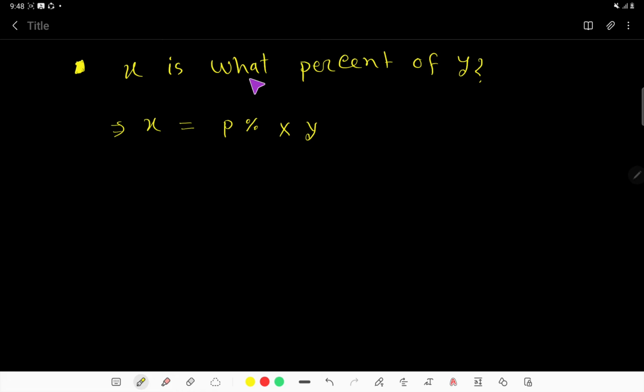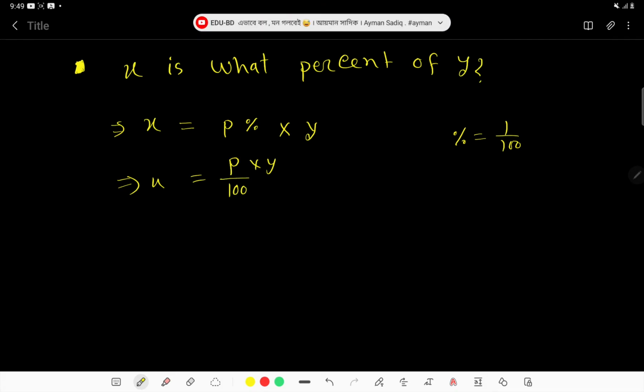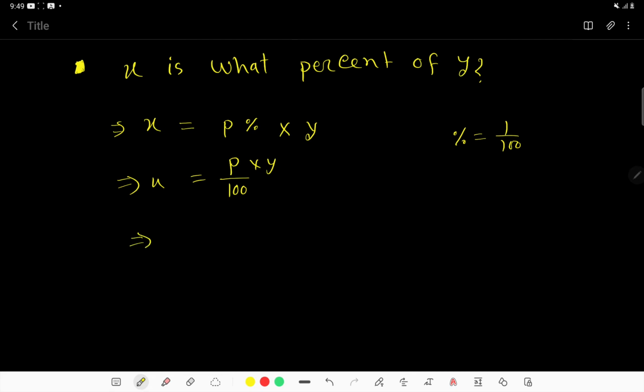I'm just translating this. What means p, percentage means this. You know that percentage actually means 1/100. So we can write p times y, and percentage means 1/100, that is p/100. Now we have to find out the value for p, because we are going to find this. So if you multiply both sides by 100, then what will happen?